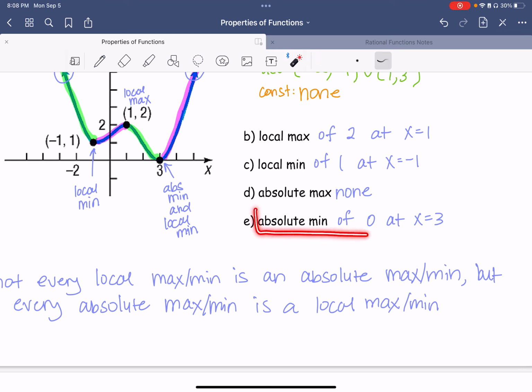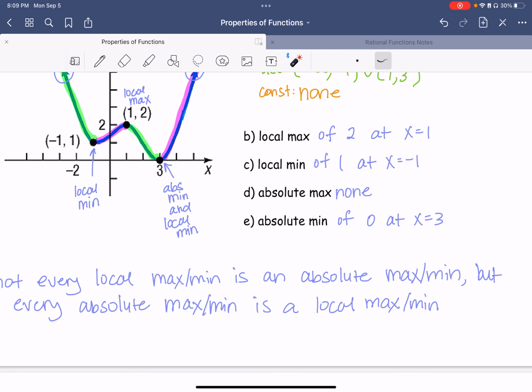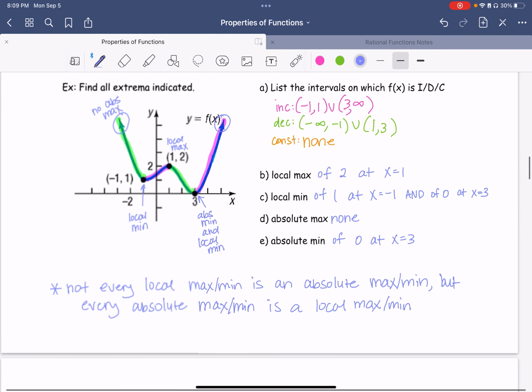But yes, so this stuff that I wrote for absolute minimum will also apply for local minimum. So I'm going to go ahead and copy this here as well. So we have local minimums of 1 at x equals -1 and also of 0 at x equals 3. Okay, because it applies for both.